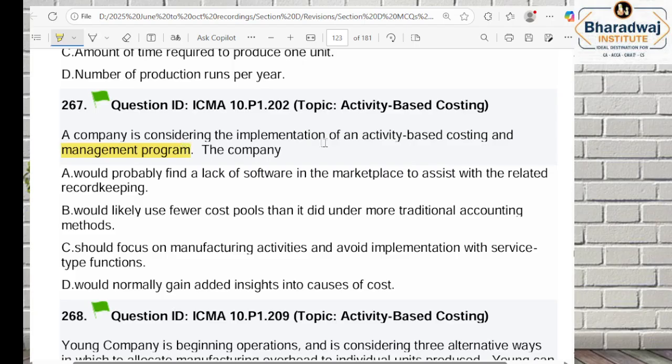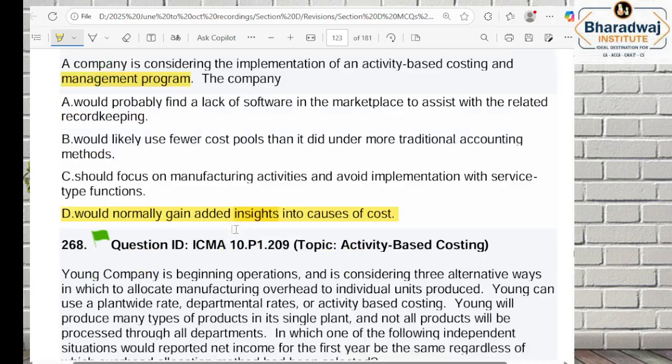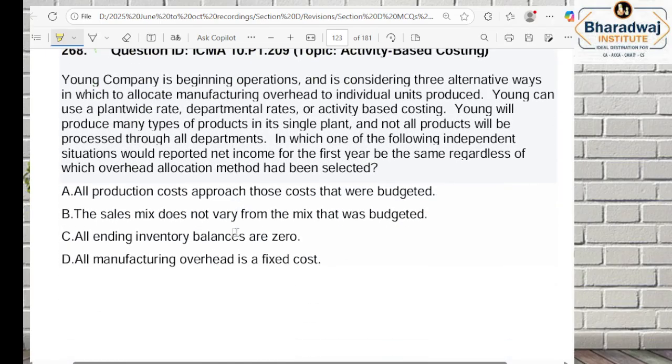For management program. Why does the management want to go to activity-based costing? Because the management will normally get what? Additional insights about what? What is the reason for the cost? It is for the management program, not for the product costing. So management will understand what are the causes for the cost.